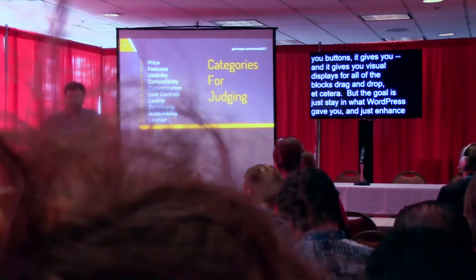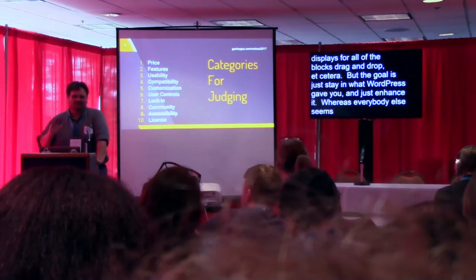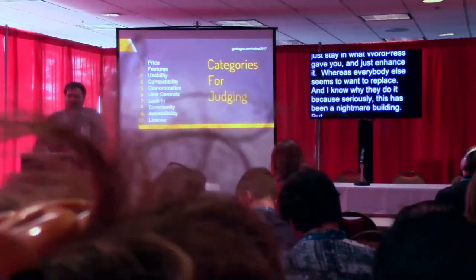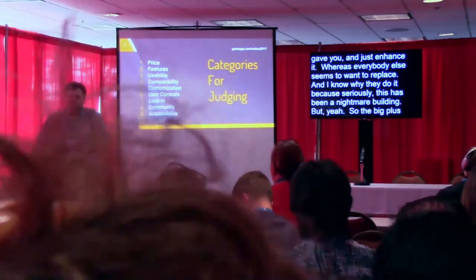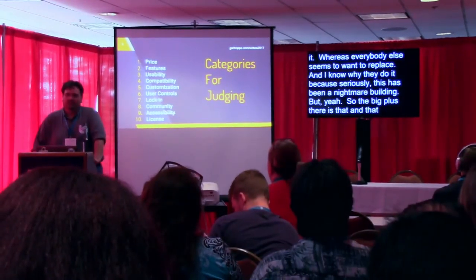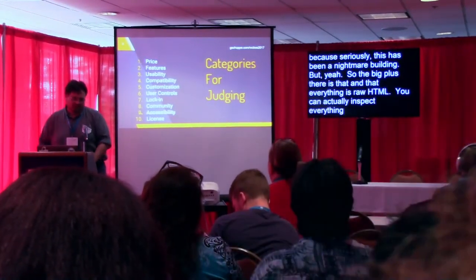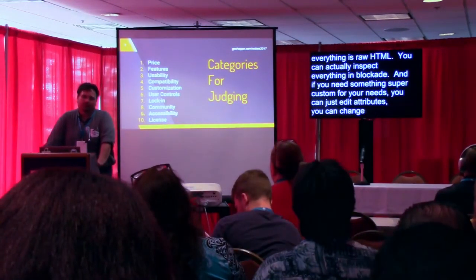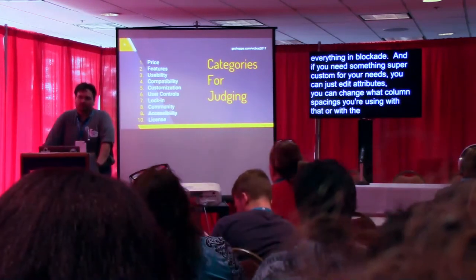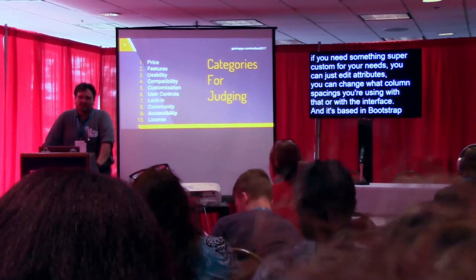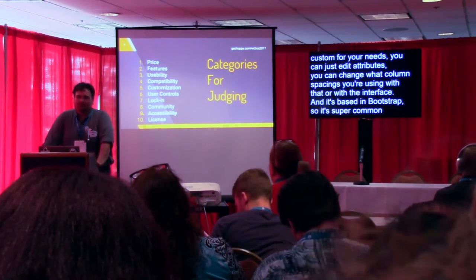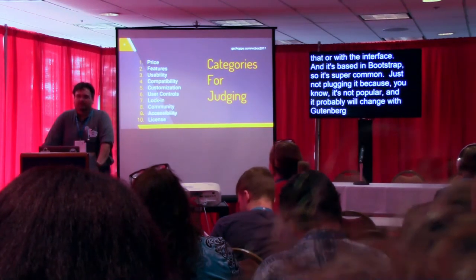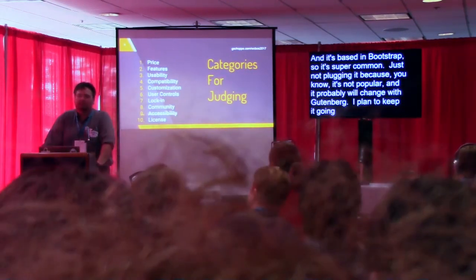Whereas everybody else seems to want to replace, and I know why they do it, because seriously, this has been a nightmare building. So the big plus there is that everything's raw HTML. You can actually inspect anything in Blockade, and if you need something super custom for your needs, you can just edit attributes. You can change what column spacings you're using with that or with the interface, and it's based in Bootstrap, so it's super common. Just not plugging it because, you know, it's not popular, and it probably will change with Gutenberg. I plan to keep it going, but it's going to need to match content blocks, which are a very different answer.